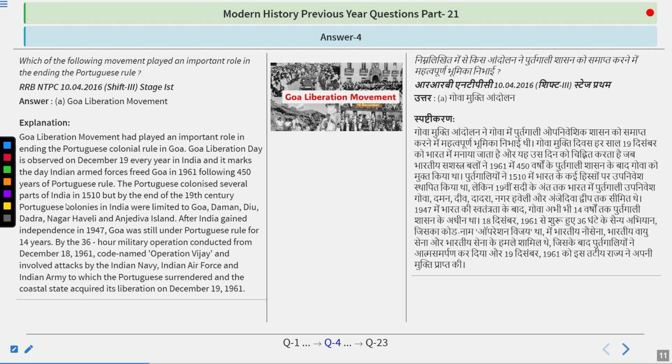The Portuguese colonized several parts of India in 1510, but by the end of the 19th century, Portuguese colonies in India were limited to Goa, Daman and Diu, Dadra and Nagar Haveli, and Anjadiva Island. After India gained independence in 1947, Goa was still under Portuguese rule for 14 years. A 36-hour military operation conducted from 18 December 1961, codenamed Operation Vijay, involved attacks by the Indian Navy, Indian Air Force, and Indian Army, to which the Portuguese surrendered, and the coastal state acquired its liberation on December 19, 1961. So do remember, the answer is Goa Liberation Movement.